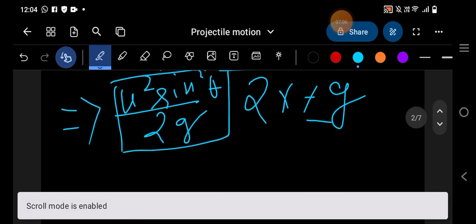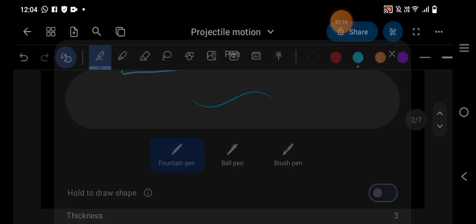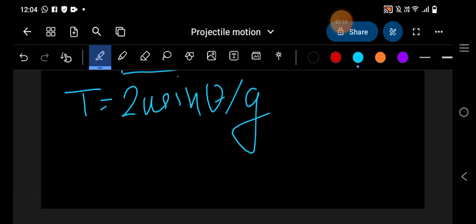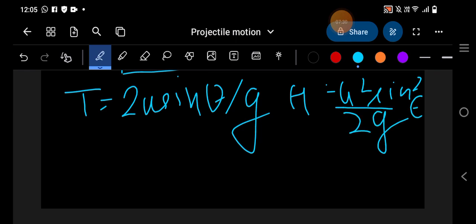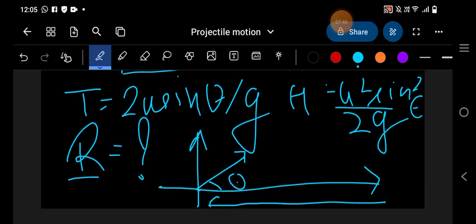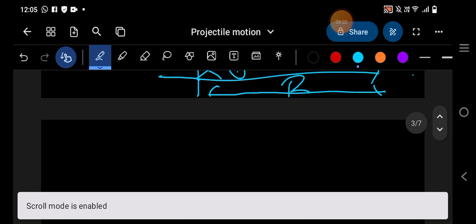So we now have some expressions for the motion of this particle. We have time is equal to 2u sine theta upon g, and h max is equal to u square sine square theta upon 2g. Now we have to find the horizontal range. For finding the horizontal range, we have to consider the x direction because the horizontal range is the displacement in the x direction. The particle is covering this much horizontal distance in its journey. So we have to consider the acceleration in x, initial velocity in x, and the final velocity also in x.